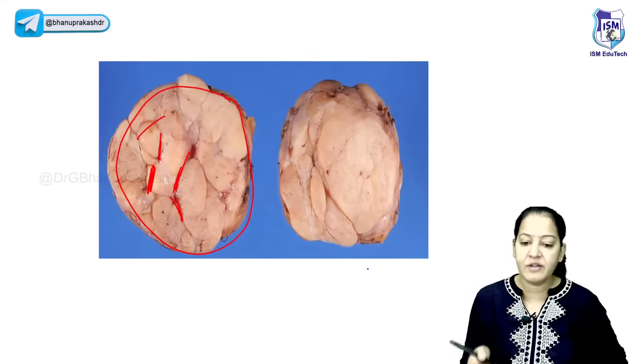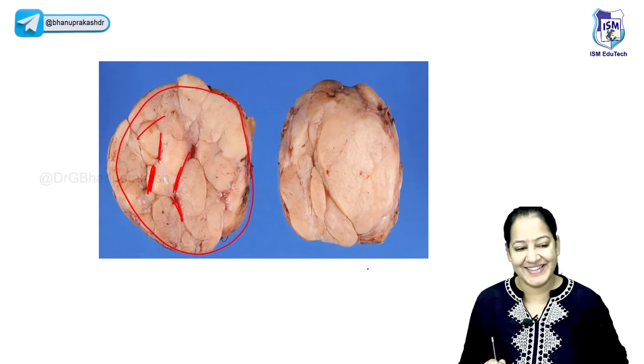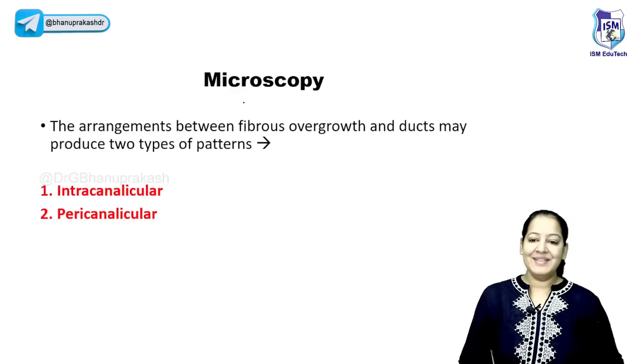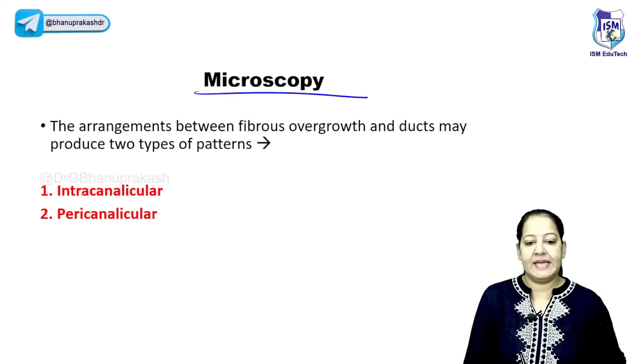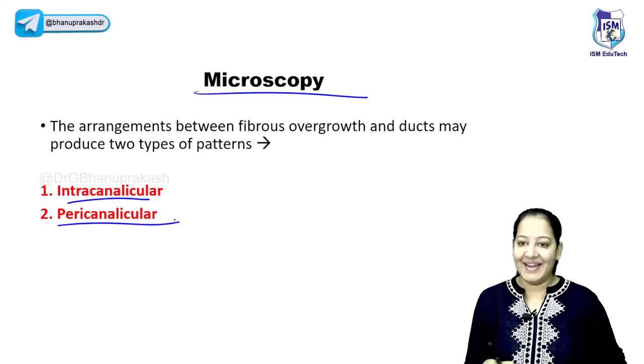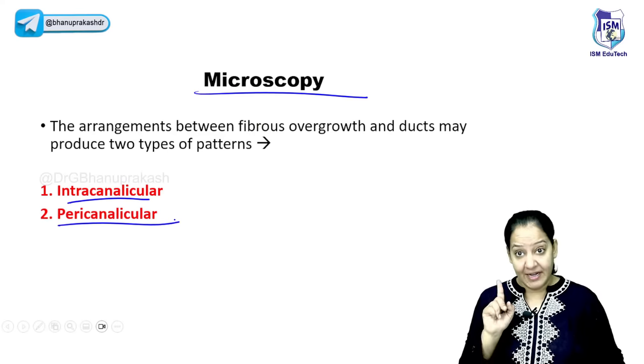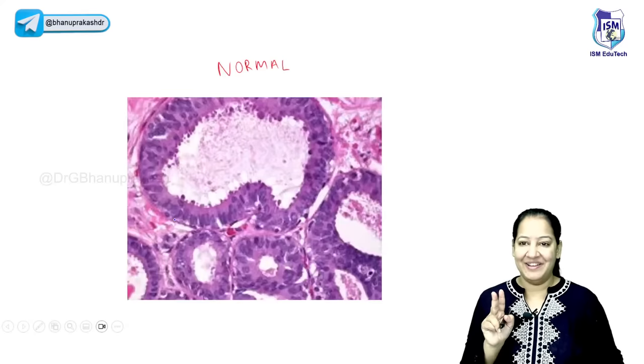Coming to microscopy, what if I make the slide of this? What will you get in the slide? So in the microscopy, there are two patterns. There are two types of fibroadenoma you can see: intracanalicular and pericanalicular. What are the two types? Intracanalicular and pericanalicular. Let me explain.